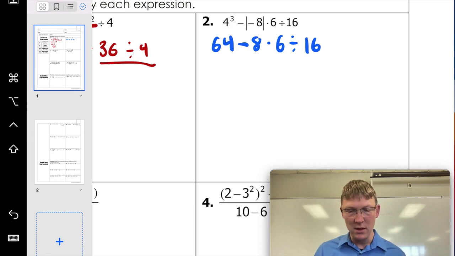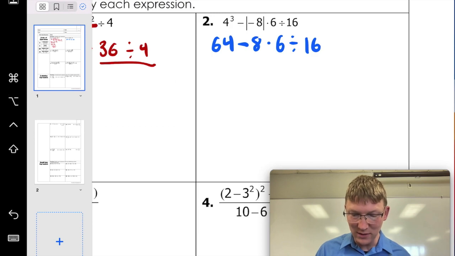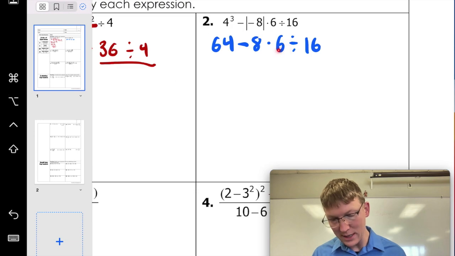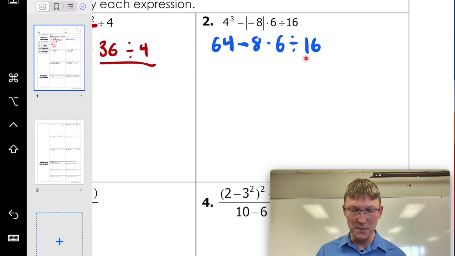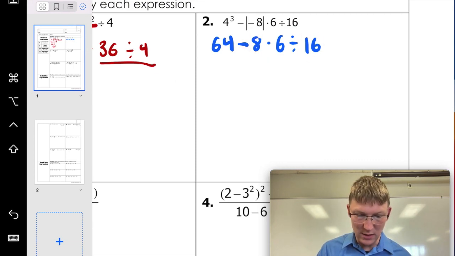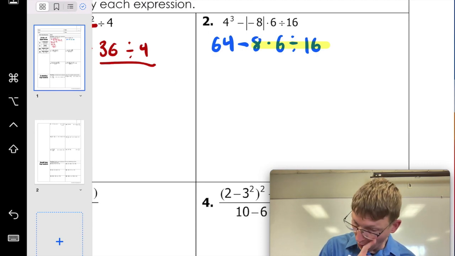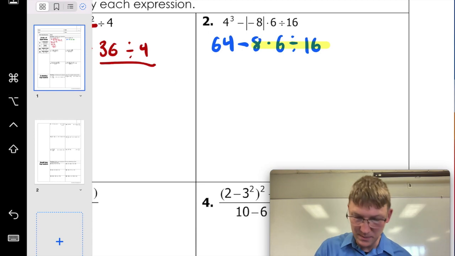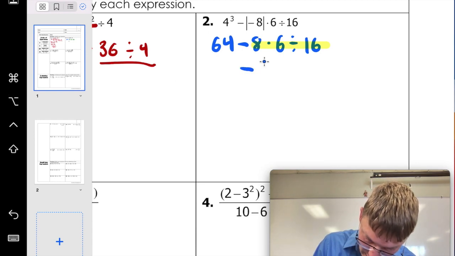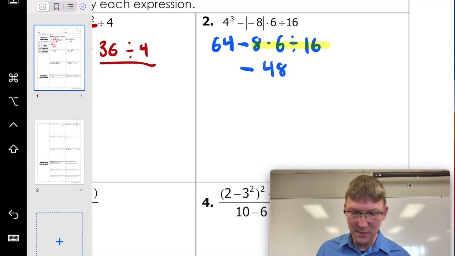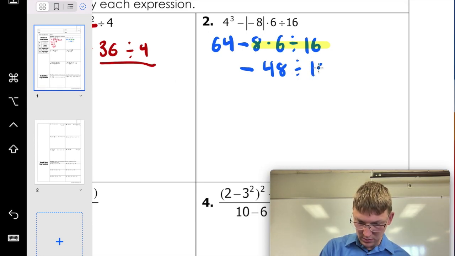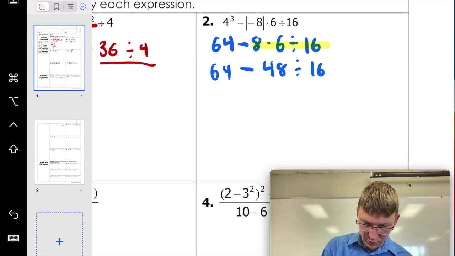Okay, next step, you go left to right with multiplication and division. Here's where a lot of people make mistakes. They see this number and they just do 64 minus 8, and then multiply it by 6 and divide it by 16. That's not how it works. You've got to do the multiplication and division first. So that's the part we're going to start with. We're going to do 8 times 6. We still have that negative sign. 8 times 6 is 48. Bring the 16 down. Bring the 64 down.